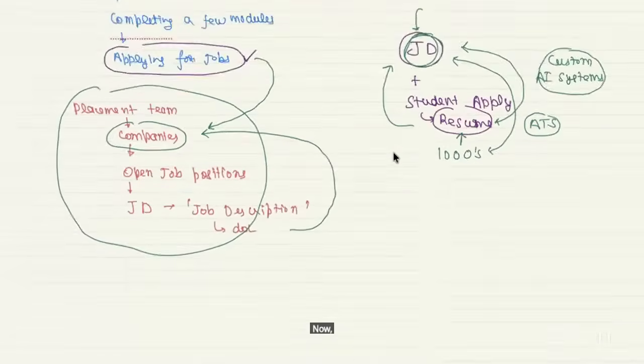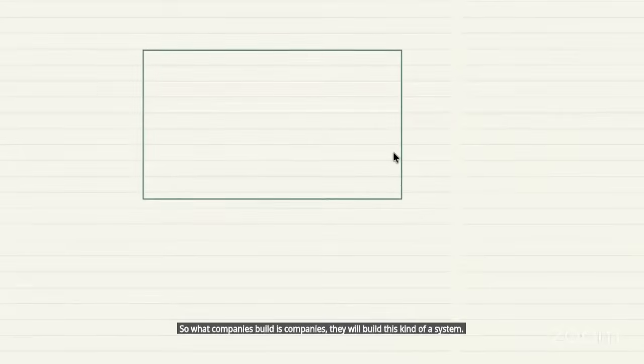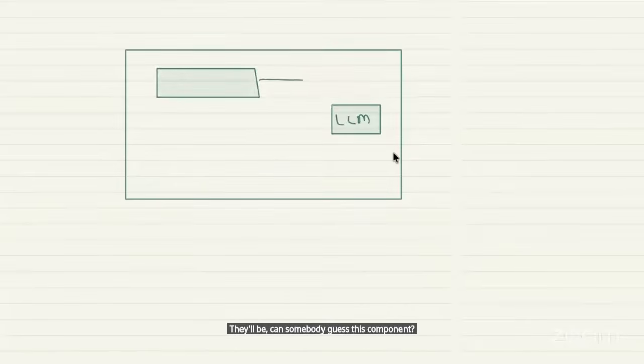Now, in order to solve this problem, what do you think has to be done? Let's say we have to solve this problem. ChatGPT cannot solve this problem. So what companies build is this kind of a system. There'll be a large language model. There'll be, can somebody guess this component? The first component, context builder.